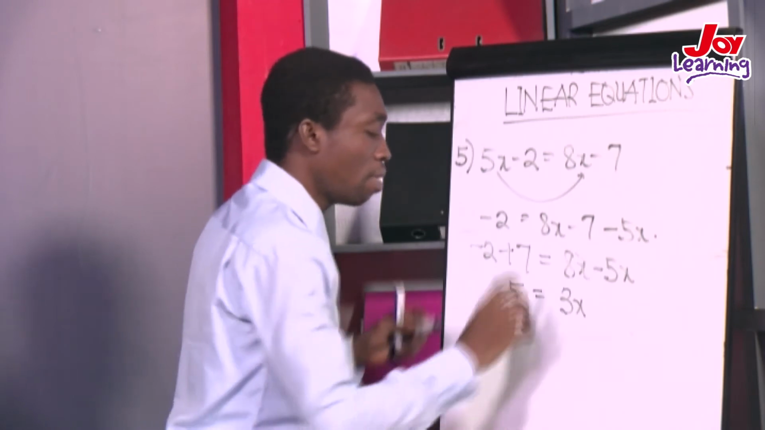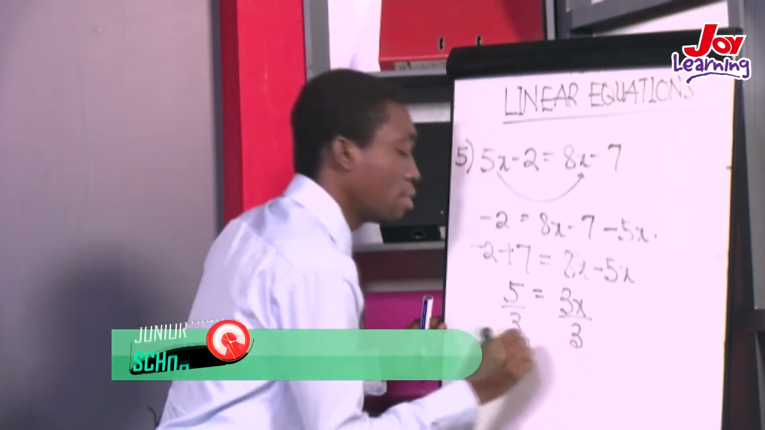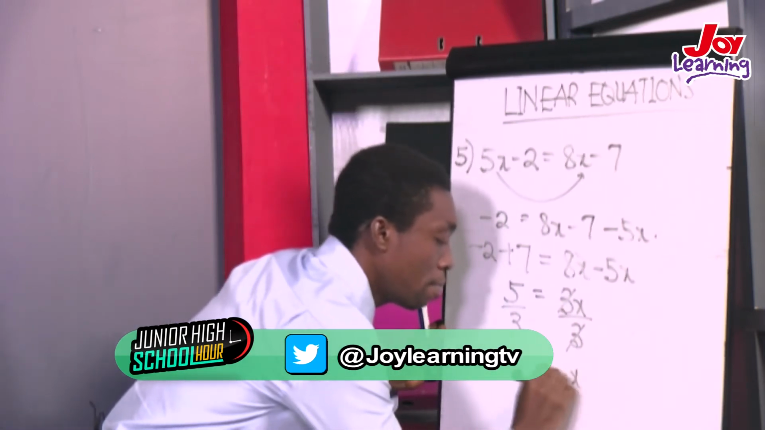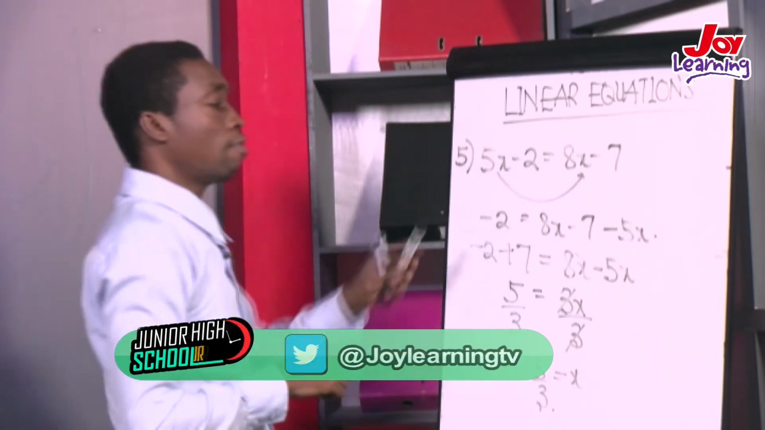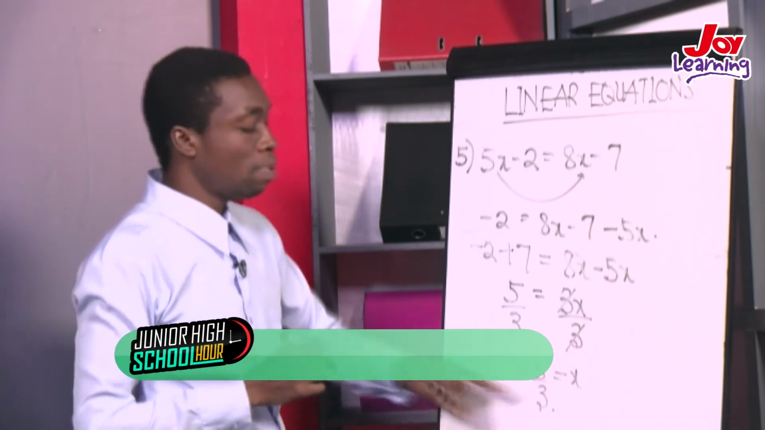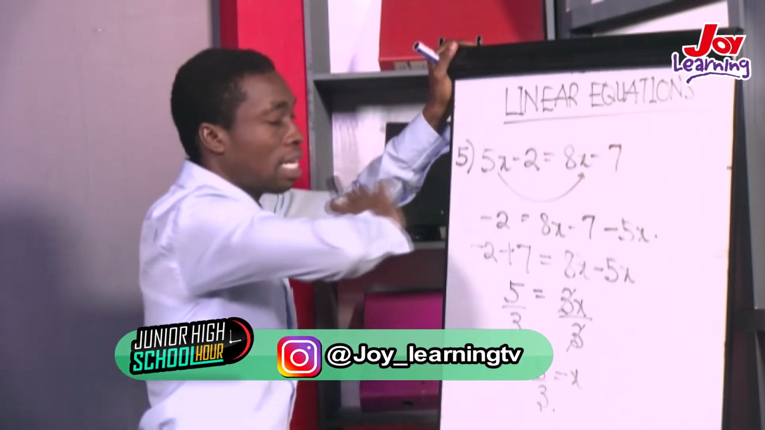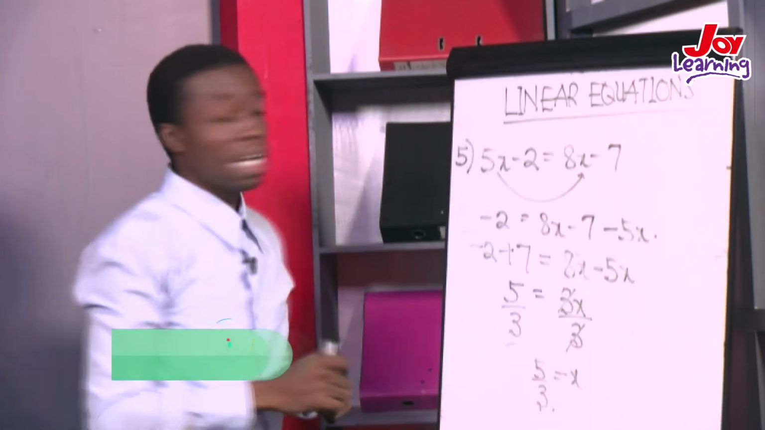So at this point, you want x, we divide both sides by 3. This will cancel out this, and we are left with x equal to 5 over 3. So our value for x for this equation is 5 over 3. What it means is if you put in 5 over 3 wherever we see x, the expression over here should be equal to the expression over here. So that's it for the fifth one.